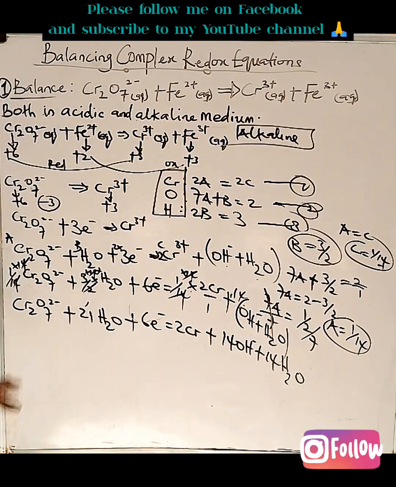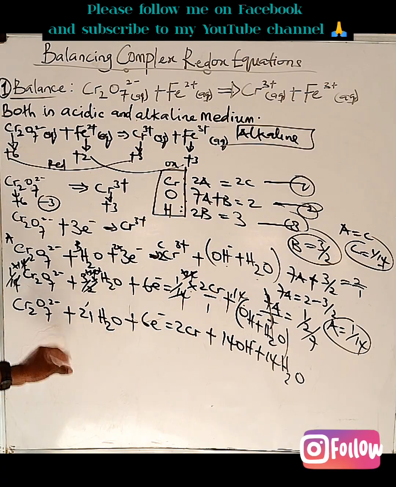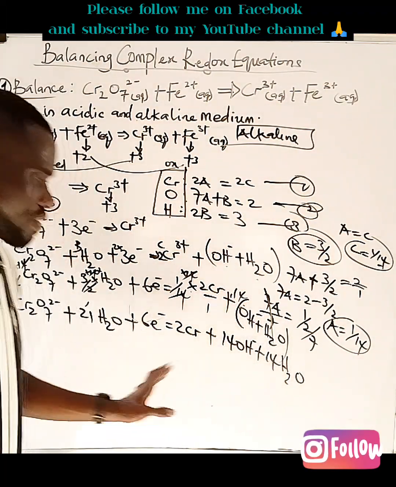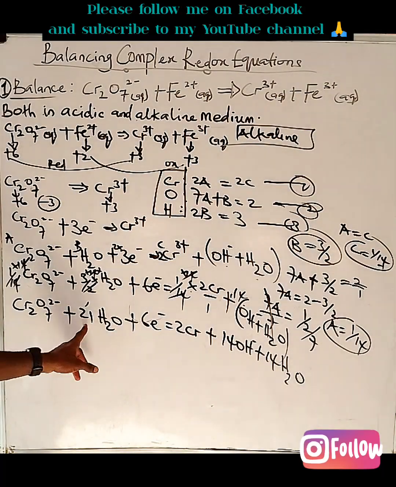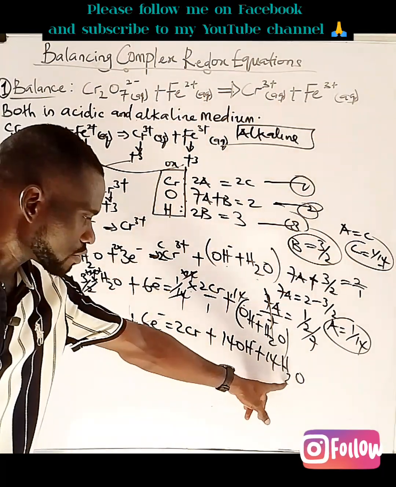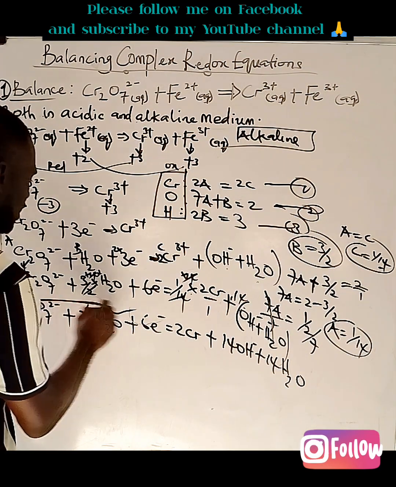So let's see this balance. Chromium 2, balanced. Oxygen 7 here, 21 times 1 here, 21. Oxygen altogether 28. Oxygen here 14, 28 atoms of oxygen altogether. Hydrogen is 42 atoms. Hydrogen here 14, 28 plus 14, 42. Super balanced. So we're done with this. Everything is well set out here.